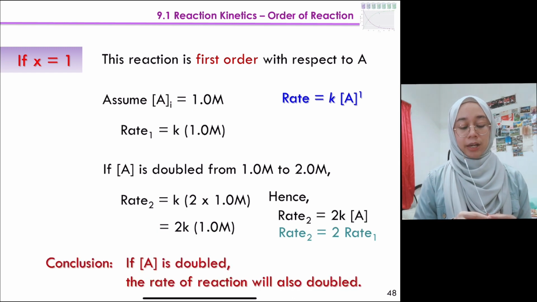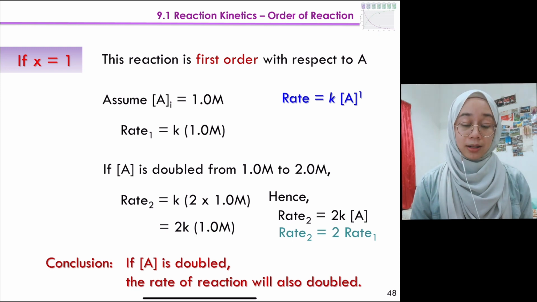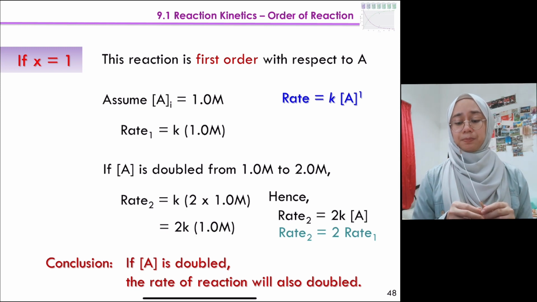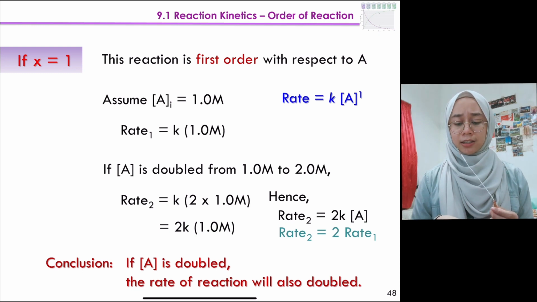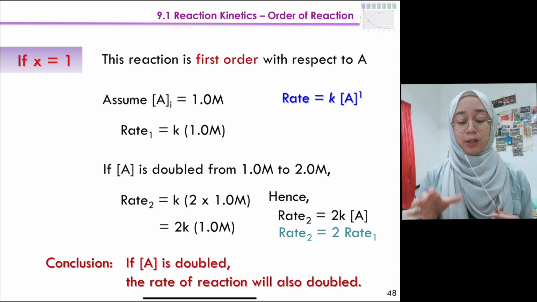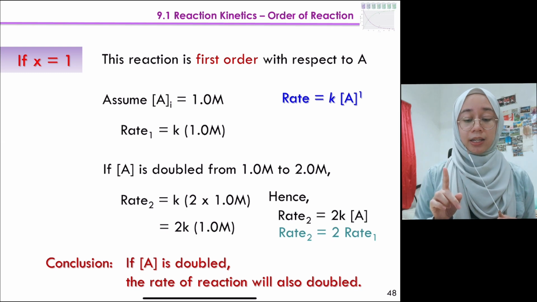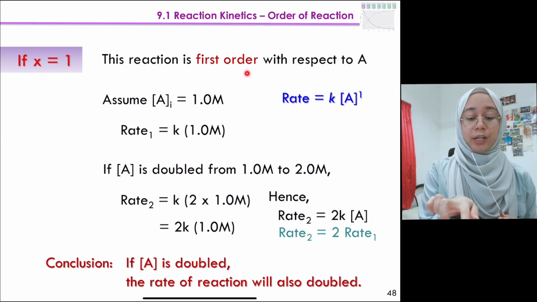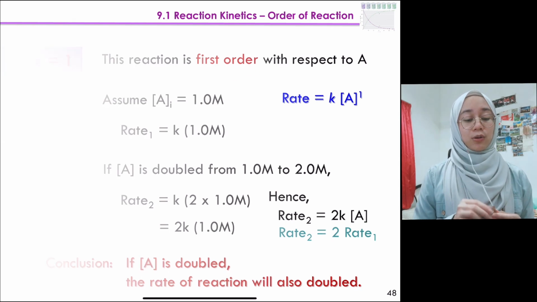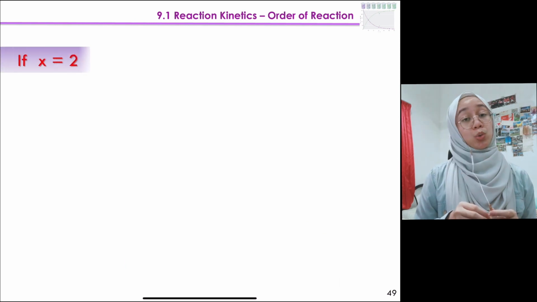Okay, so the conclusion is, if the concentration of A is doubled, the rate of reaction will also double. Kalau kita doublekan concentration A tu, dekat sini reaction tu pula adalah first order. Okay, so now let's have a look if X is equals to 2 then.